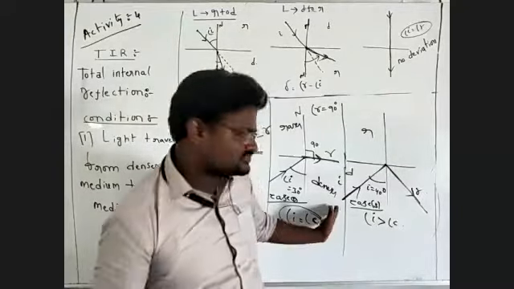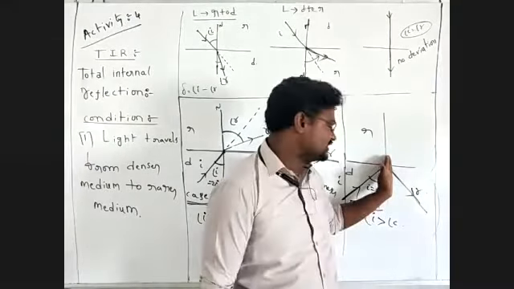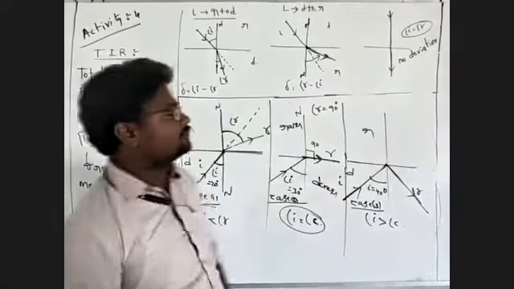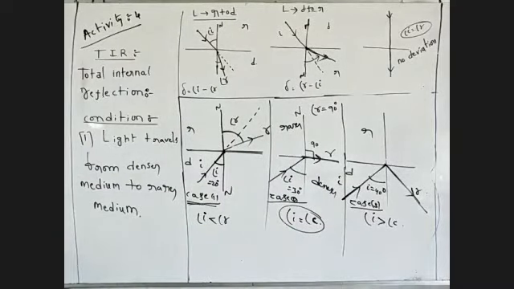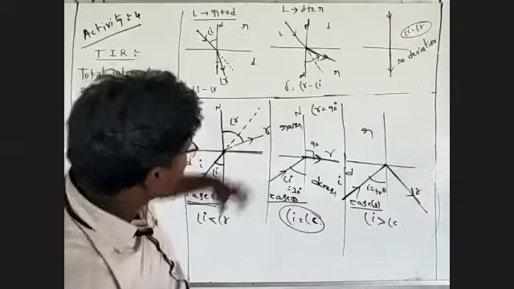Any ray that travels from the denser medium and strikes the interface will reflect back into the denser medium. This is total internal reflection. We call it total internal reflection. Again, I will redraw this diagram.